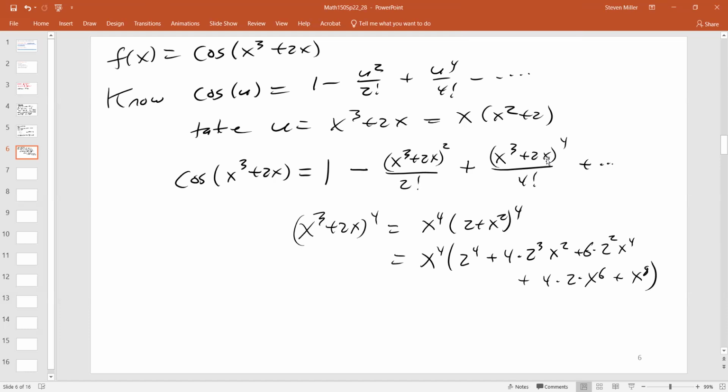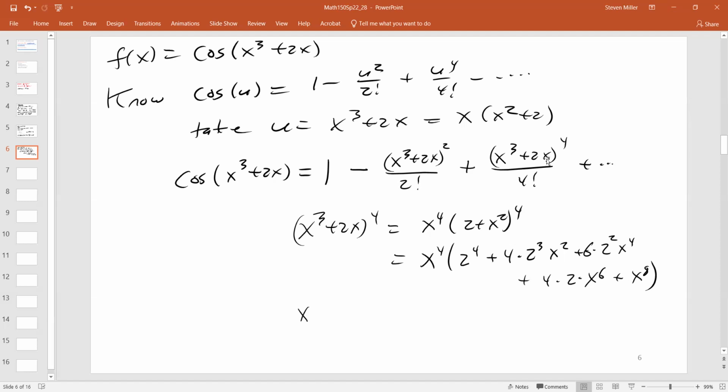So if I expand x cubed plus 2x to the fourth, I have terms of degree x to the fourth, x to the fifth. I'm sorry, I have terms of x to the fourth, x to the sixth, x to the eighth, x to the 10th, x to the 12th. Can this contribute a 0th order term? No, nor first order, nor second order, nor third order.